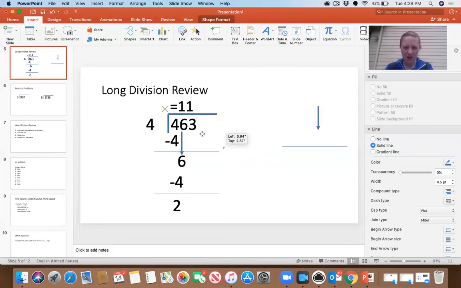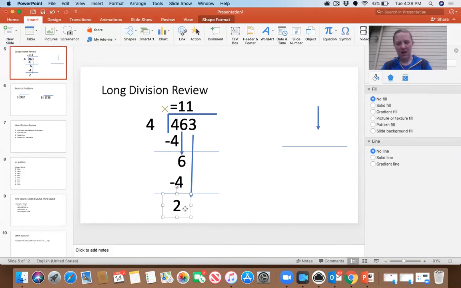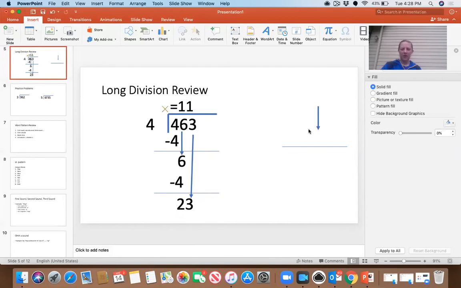And I'm going to take my arrow. I'm going to make it longer because I'm going to drop it all the way down here. I'm going to bring my 3 down here. Okay, so now I have 23.